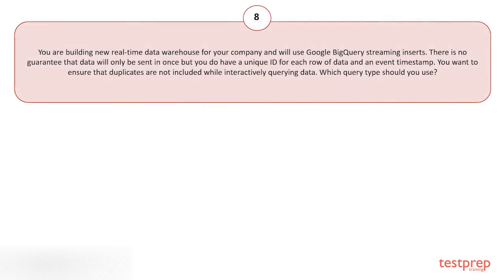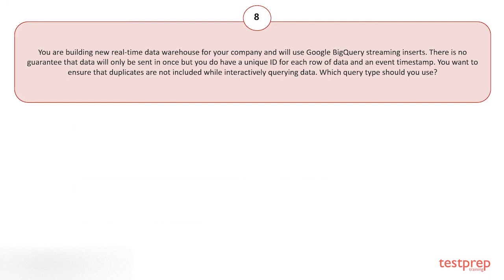You are building a new real-time data warehouse for your company, and will use Google BigQuery streaming inserts. There is no guarantee that data will only be sent in once, but you do have a unique ID for each row of data and an event timestamp. You want to ensure that duplicates are not included while interactively querying data. Which query type should you use?